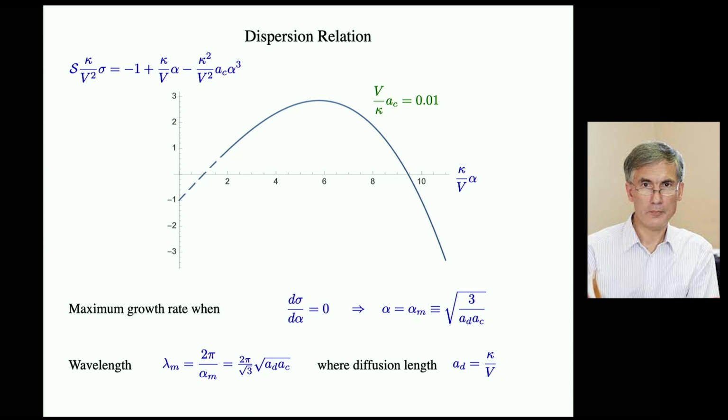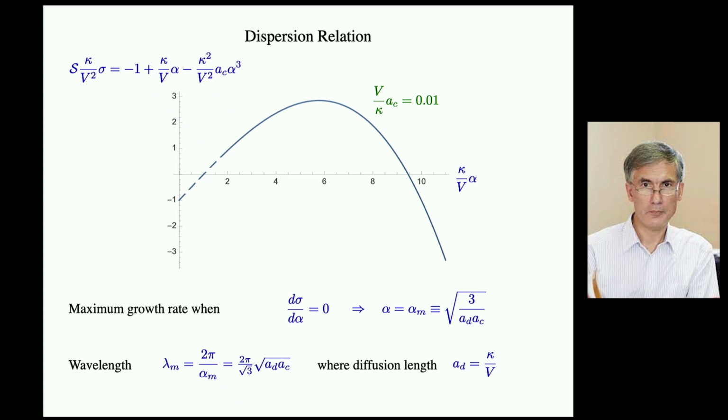Wave number is related to wavelength. Wavelength is 2 pi over wave number. And that gives us a constant times the geometric mean of the diffusion length and the capillary length. Okay. Diffusion lengths, we mentioned just now, for the sorts of experiments we're doing in the bag, are sort of millimeters to centimeters, that sort of length in these sorts of time scales.